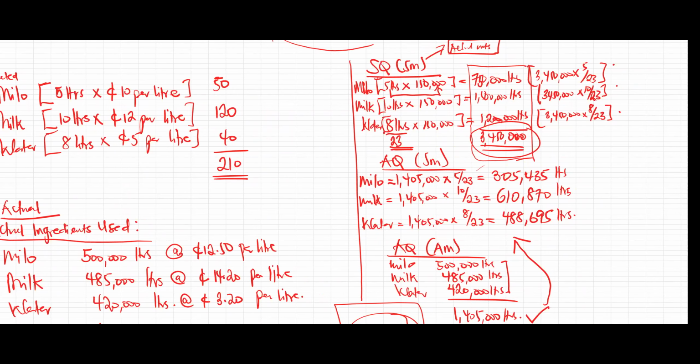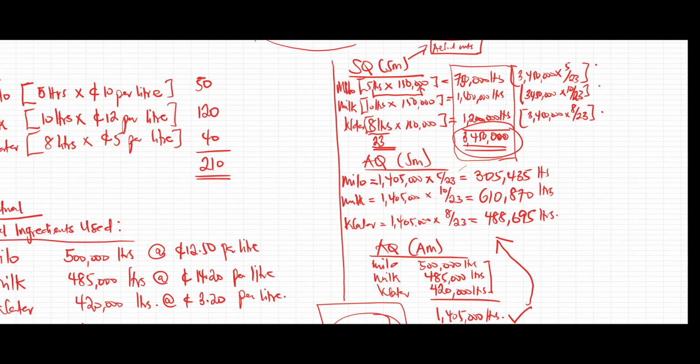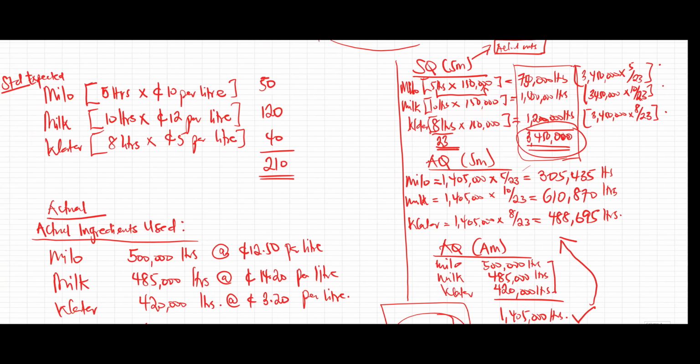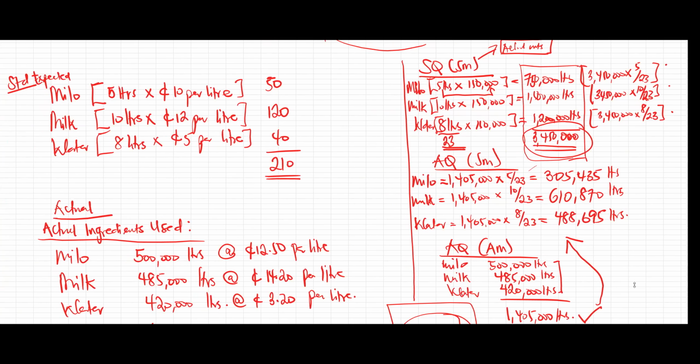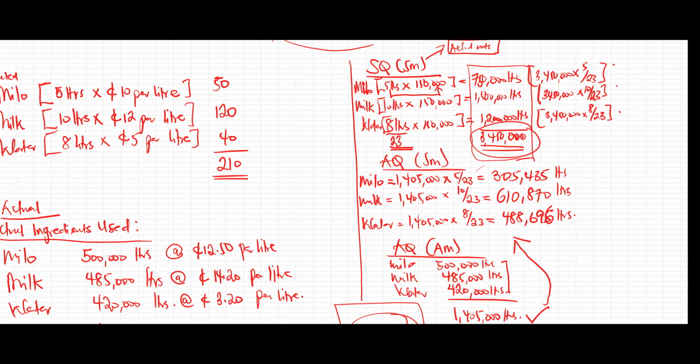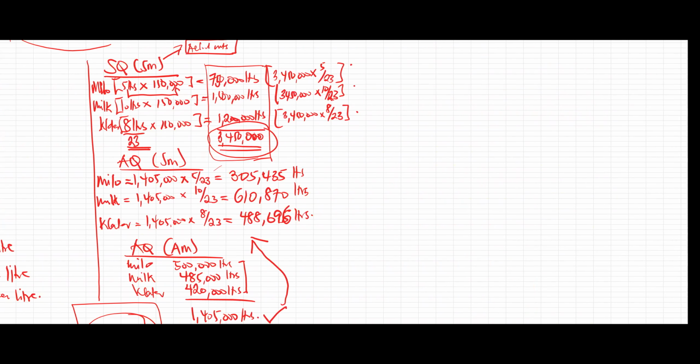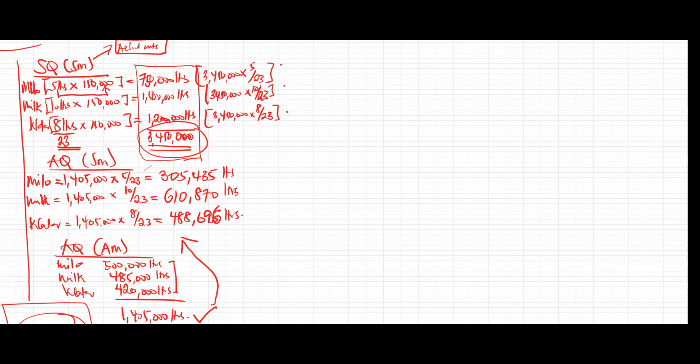Since we have gotten the 3, the water is 488,696. Do you get it? Since we've gotten the 3 family members, all we need is to fill in, right? Let me just extend this. So how do we fill in?